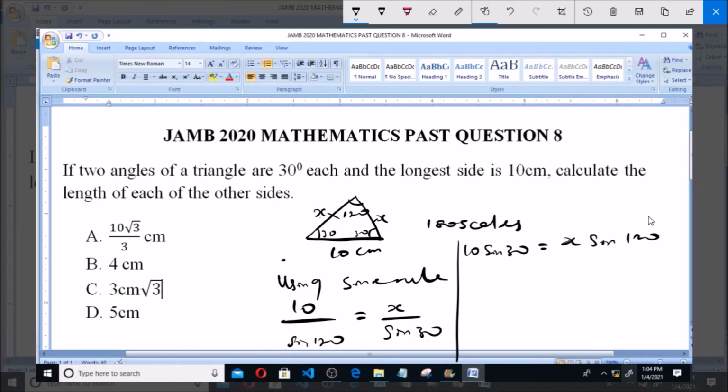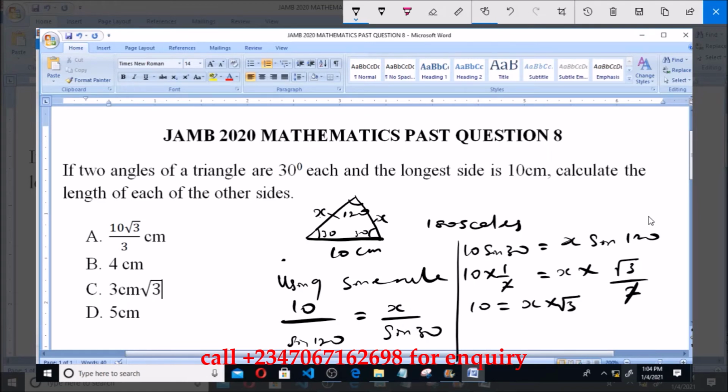Now when we cross multiply, 10 sine 30 is equal to x sine 120. So sine 30 is 1 over 2, so we have 10 multiplied by 1 over 2 is equal to x multiplied by sine 120, which is root 3 over 2. Now this 2, we cancel, so we have that 10 is equal to x multiplied by root 3. So x is equal to 10 over root 3.